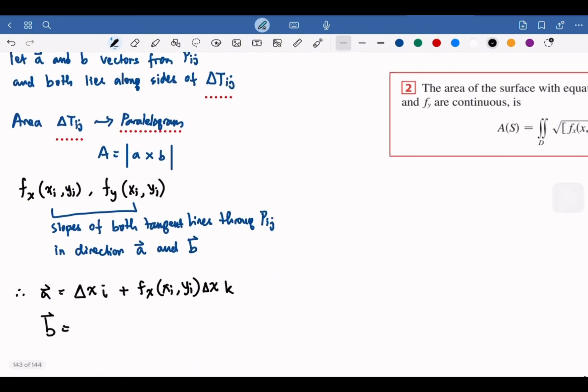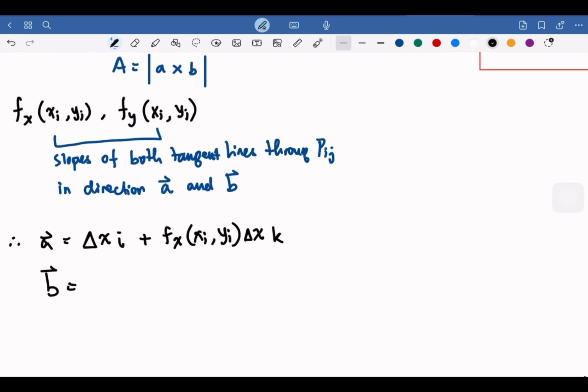And with the same reasoning, we can also write b as having delta y in j plus partial y delta y k. Okay, so we have the vectors.